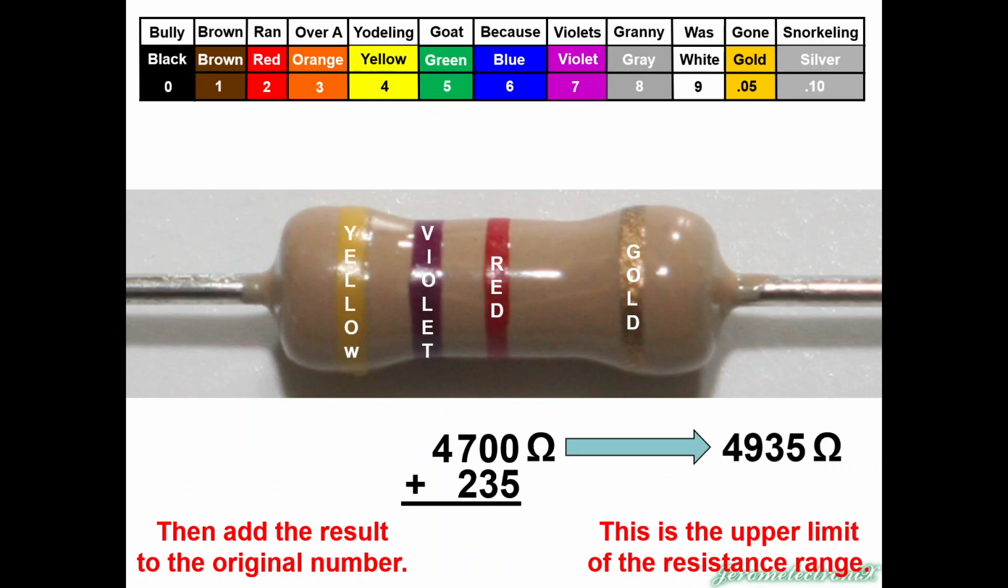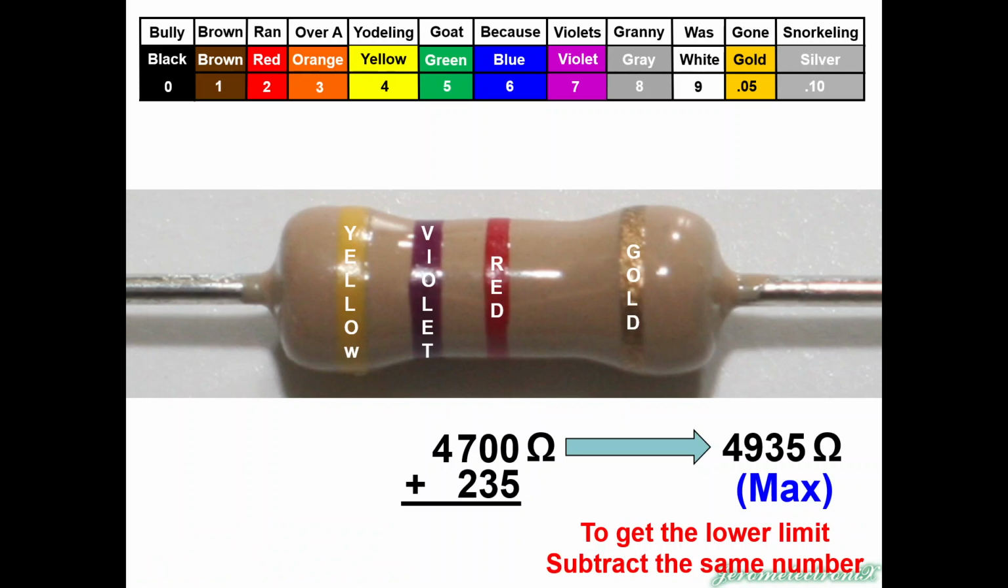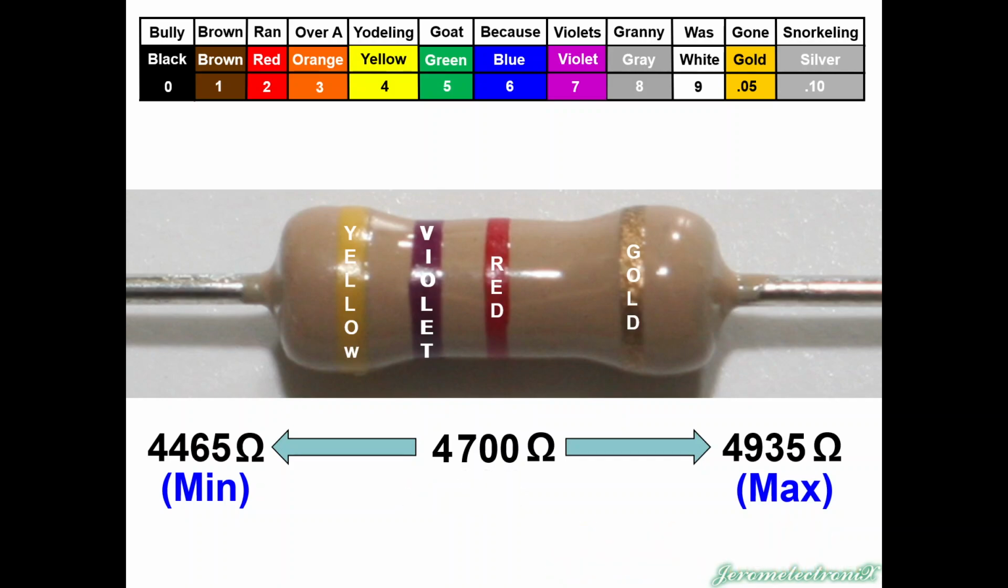So there it is. That's how you figure the upper, that's the maximum. To figure the lower end, you would simply do the same thing, only this time you would subtract that number from the 4,700. That would give you 4,465. That would be at the minimum end of that range. And so now we know that this particular resistor serves any resistance within that range. So if you're making a circuit, it'll serve any resistance within the range.